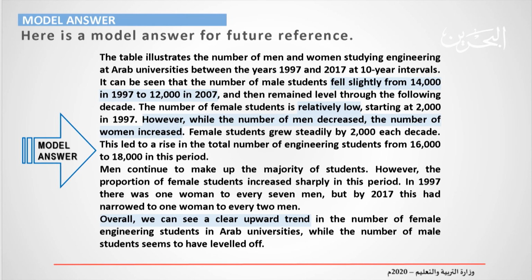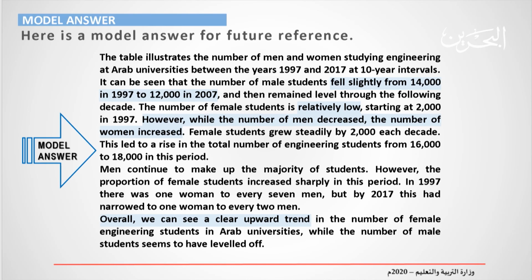Men continue to make up the majority of students. However, the proportion of female students increased sharply in this period. In 1997, there was one woman to every 7 men, but by 2017, this had narrowed to one woman to every 2 men. Overall, we can see a clear upward trend in the number of female engineering students in Arab universities, while the number of male students seems to have leveled off.